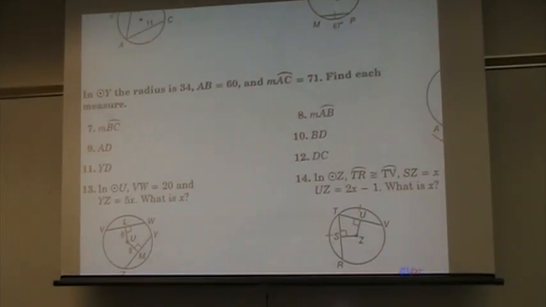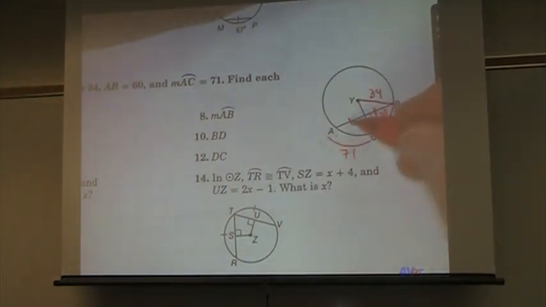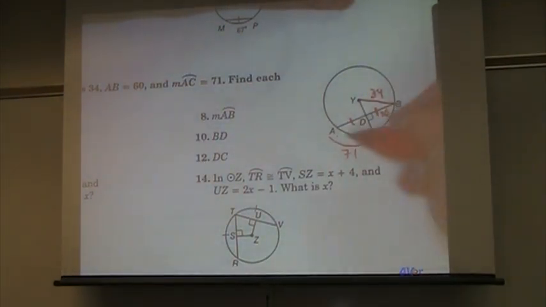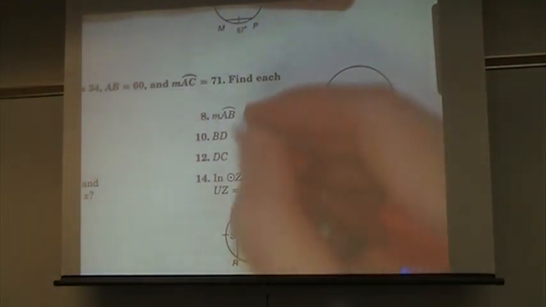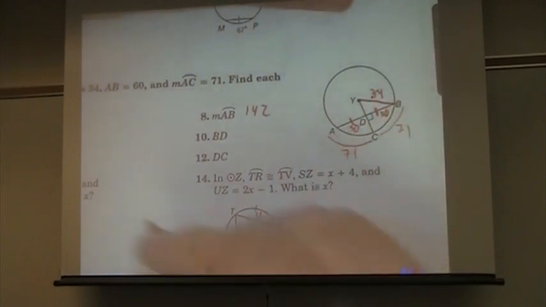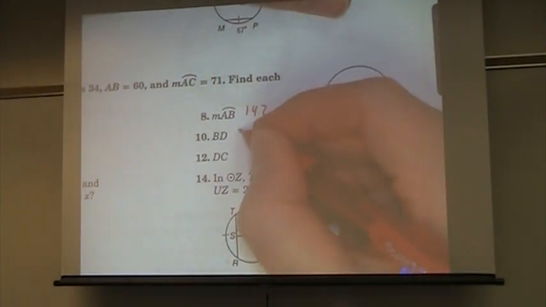So it looks like number 7 says the measure of BC. Well, because these pieces are equal, the arcs are also going to be equal, so that's a 71 on BC. AB, the whole arc, 71 and 71, 142. Not too bad. Now here's where you're going to need to use the Pythagorean theorem coming up. So the whole thing is 60. That's what our problem says. AB is 60. So that means you've got two 30s. So for number 9, AD would be 30, and BD would also be 30.